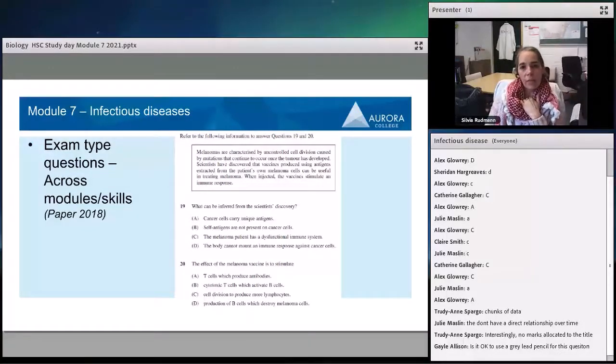Now, the other thing in that Band 6 descriptor was the unfamiliar situations and interrelatedness between concepts and context, right? This one, for example, from the 2018 paper, is related to cancer. It's explaining melanoma and how they are treating it, and they created vaccines with antigens against the cancer and things like that.